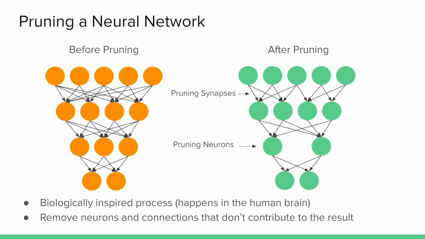Pruning a network can be done in one of two ways. We can either prune synapses, where we remove the connections between neurons, or we can remove the neurons themselves. And what is being described here is also inspired by biology. Our brain does exactly the same. Over time, it removes connections that were established in our brain and also rebuilds some neurons that form new connections. So what we can do in our artificial neural networks is remove all the neurons and connections that do not contribute to the result.